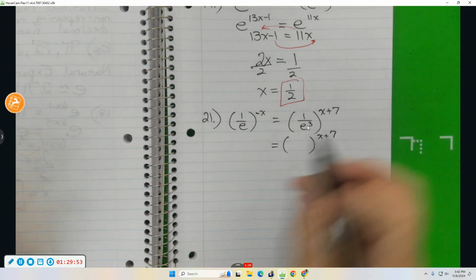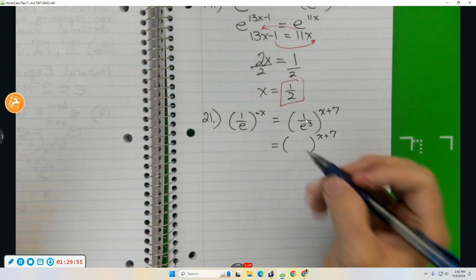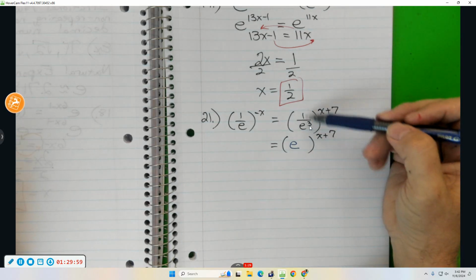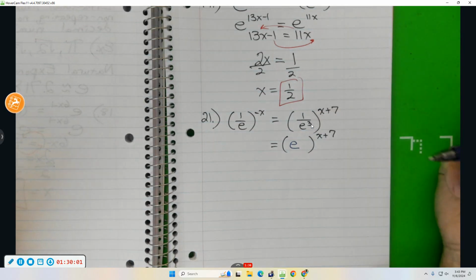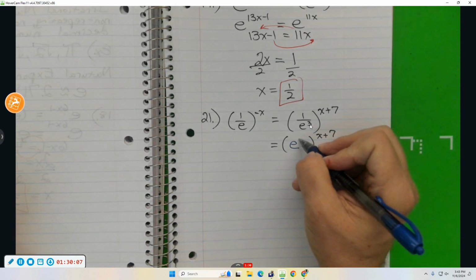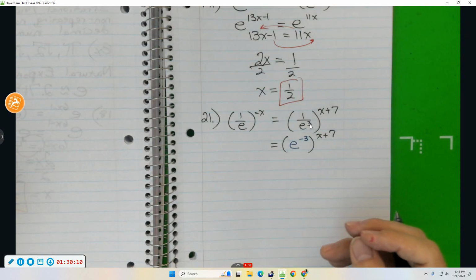Does anyone remember? What do we do to get rid of that 1 over? We do something to the exponent. We drop the 1 over, and we do something to that 3. What do we have to do? Make it negative 3.